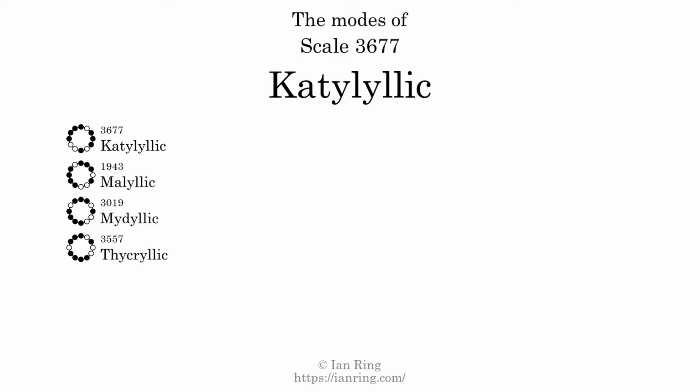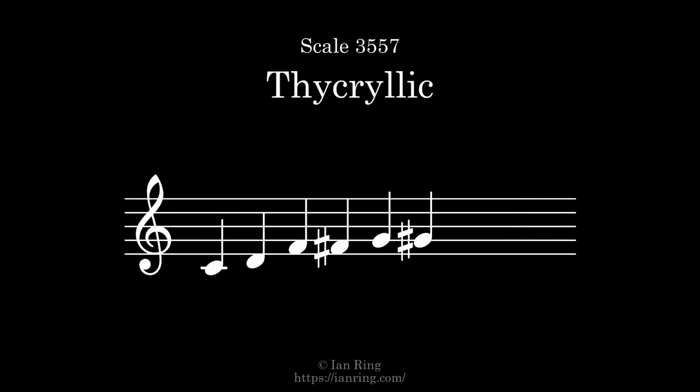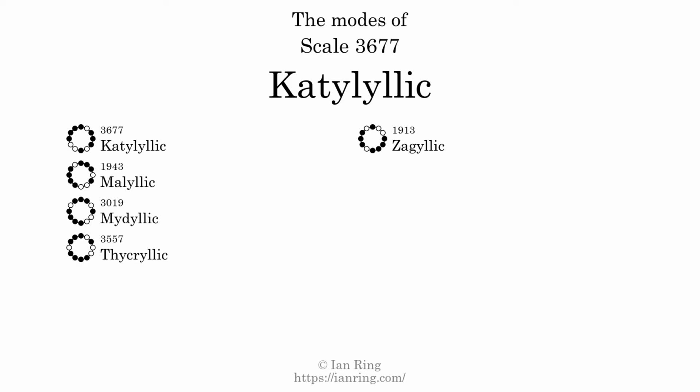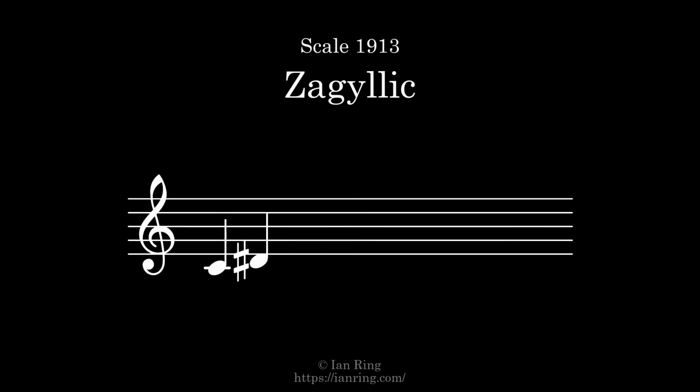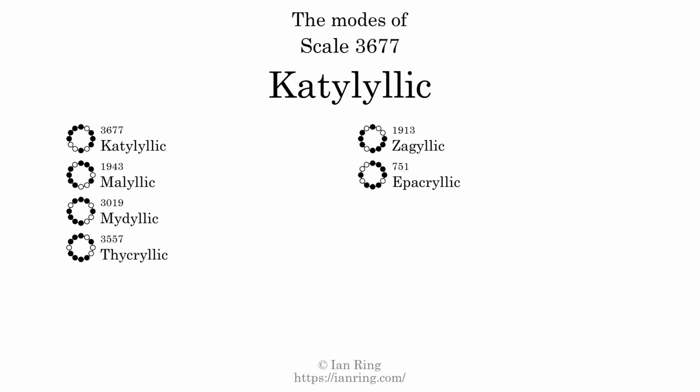The fourth mode is scale 3557, also known as thicrylic. It sounds like this. The fifth mode is scale 1913, also known as zygillic. It sounds like this. The sixth mode is scale 751, also known as epicrylic. It sounds like this.